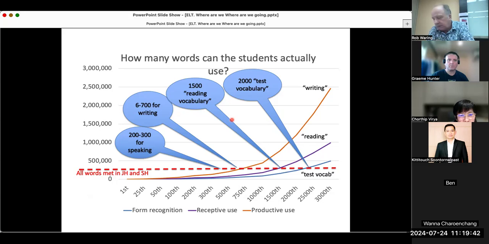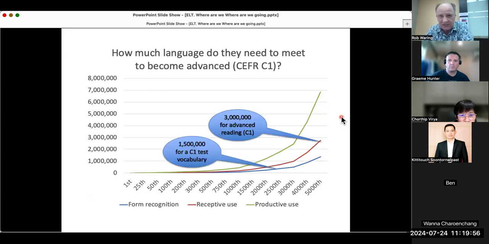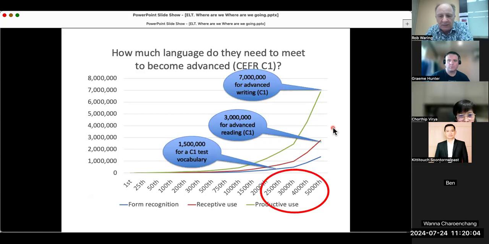So when the man before was talking about the problems with his students, my guess is that most of the students probably haven't met enough language, and that's the critical problem. If you want to be an advanced learner, let's say you want to get into a master's program and write your thesis, you're going to need about 7 million words of exposure to get to this kind of level.